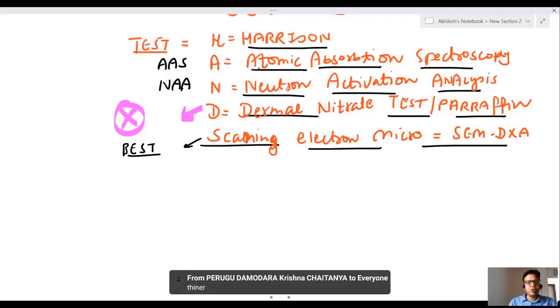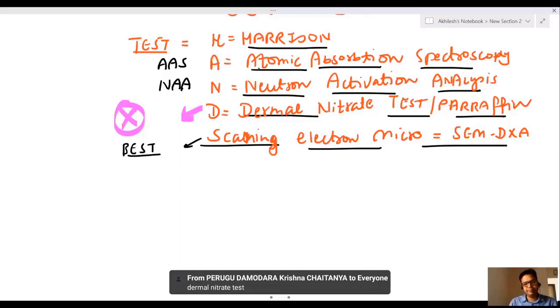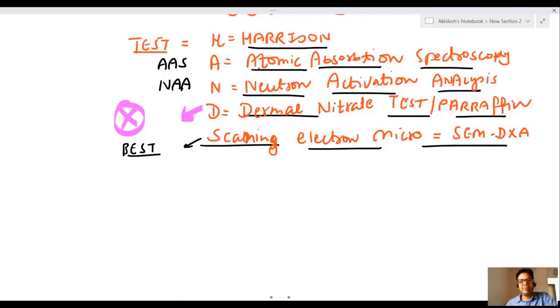Which test is not used nowadays for gunpowder detection? Yes, paraffin and dermal nitrate test.